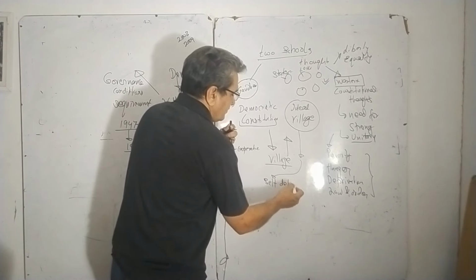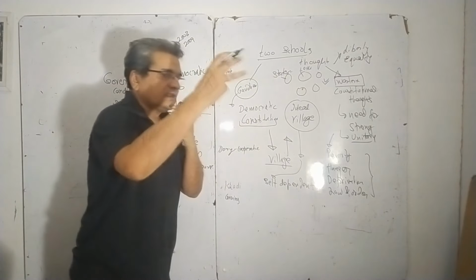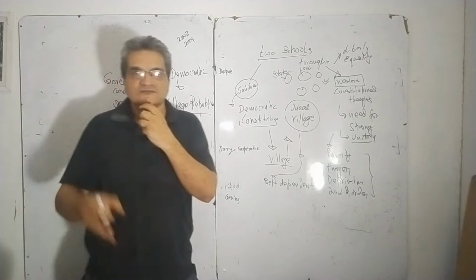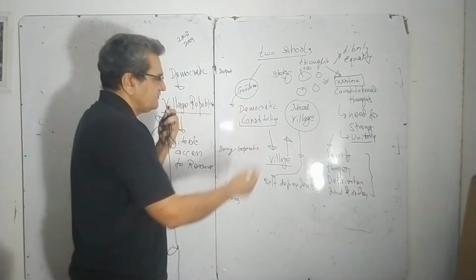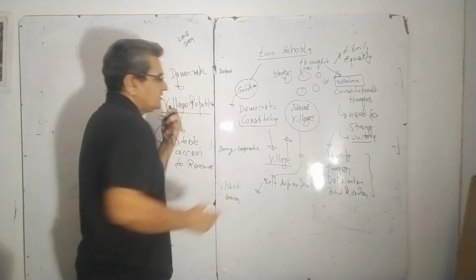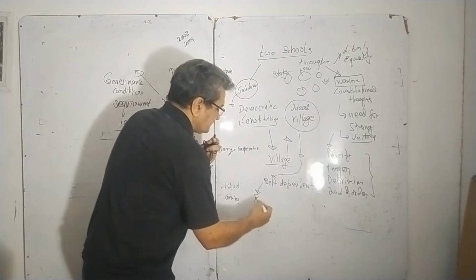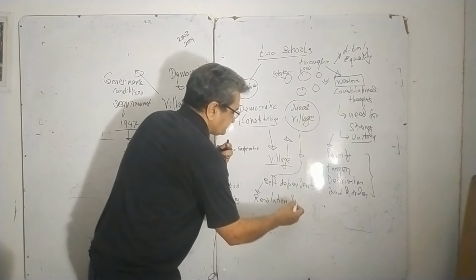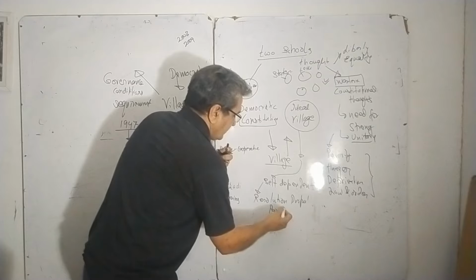Self-dependent in terms of its needs. And this village will be governing itself. It will be a village republic. Self-dependent and having its own institutions for, say, resolution of disputes. For that, the idea was of panchayat.